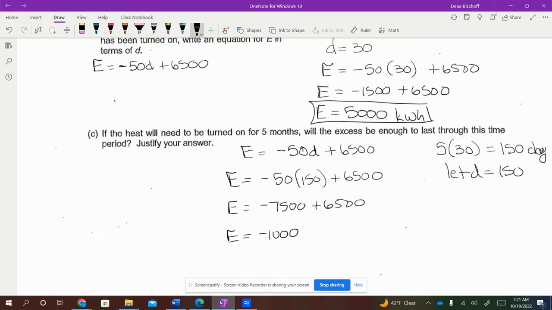So what does that mean in terms of our example? Well, what it means is that we are actually going to be in the hole or run out of energy. We're not going to have enough. We're actually going to be 1,000 kilowatt hours short. That's why it's negative for the 5-month requirement.